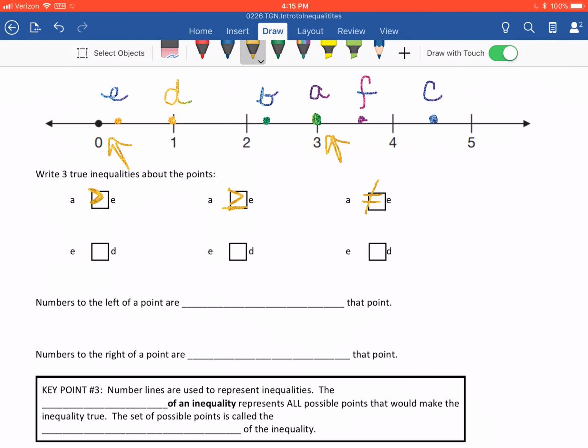So go ahead and pause the video now, and I want you to do the same thing we just did, but with points E and D. So point E right here, point D right here. Go ahead and write 3 true inequalities about those points.